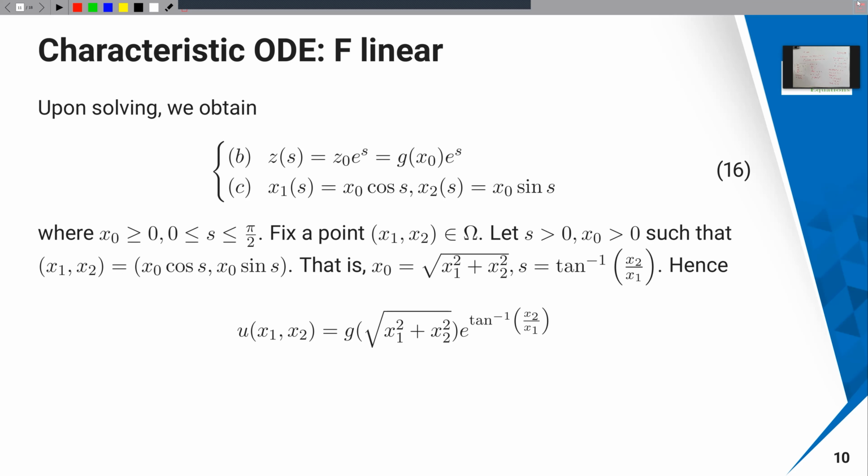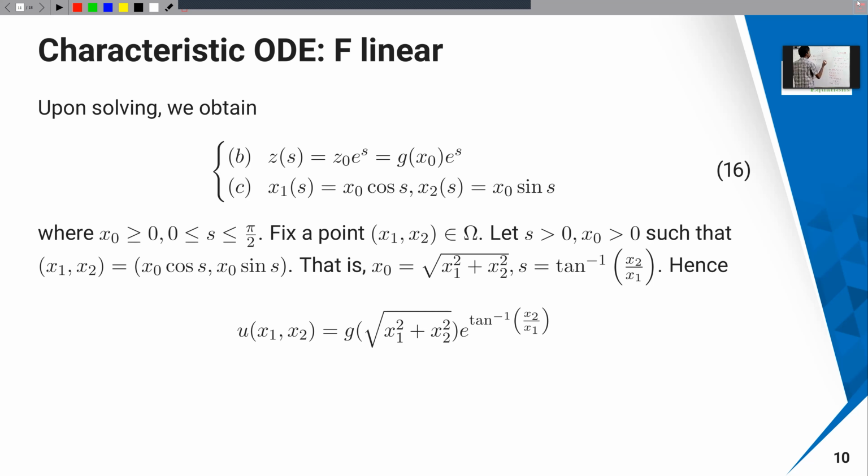Suppose you fix a point x comma y in omega. Now we have to find the connecting things. So suppose s is greater than 0 and x naught is greater than 0. This is my domain: x greater than 0, y greater than 0. In this domain, suppose I choose a point x comma y.